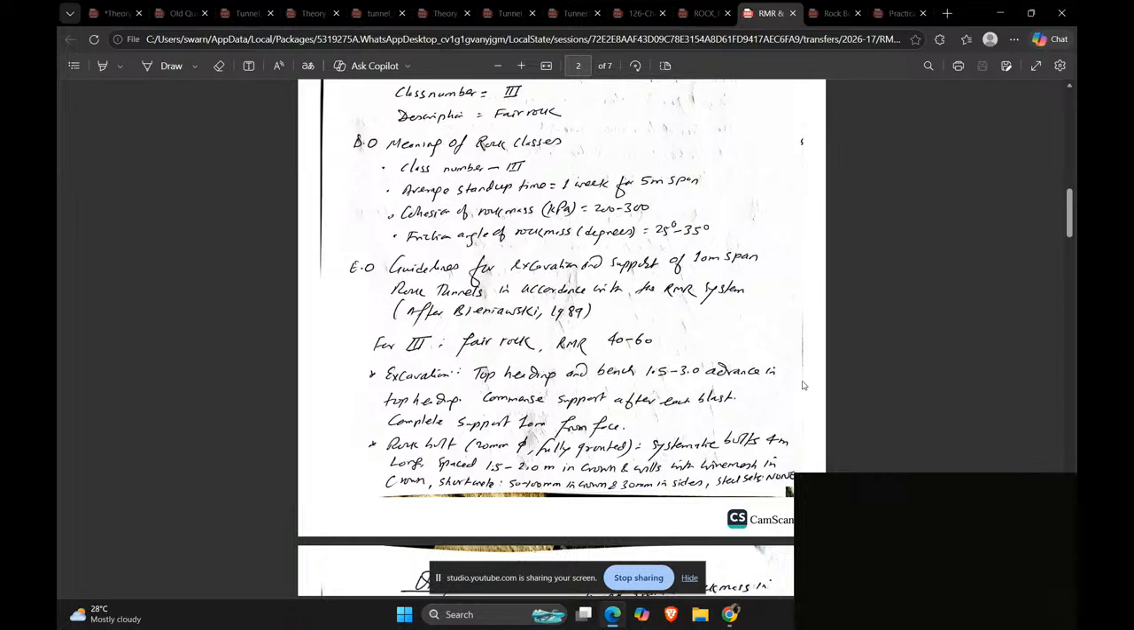10 years for the 15-meter span, 6 months for the 8-meter span, and so on. We get the average stand-up time: 10 years, 6 months, 1 week, 10 hours, 30 minutes, for the 15-meter span, 8-meter span, 5-meter span, 2.5-meter span and 1-meter span.